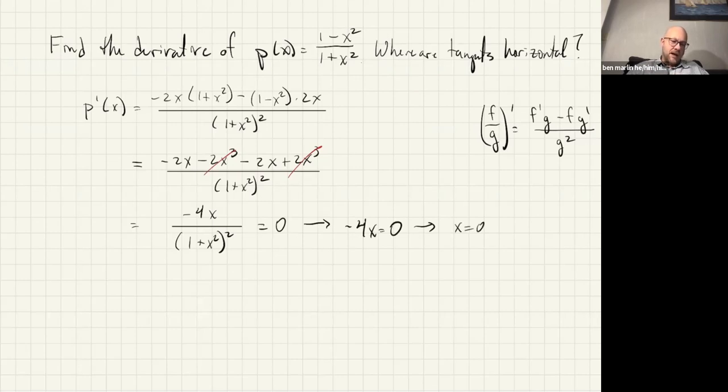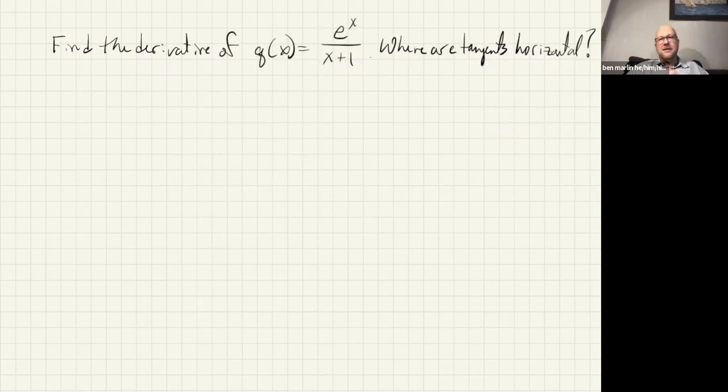If we look at the point we want to talk about, an x value of 0, we would plug that back into the original function and get out a 1. So the point 0, 1 on the graph is going to be where the tangent line is horizontal. And so I don't have a graph of that here to show you real quick, but yeah.